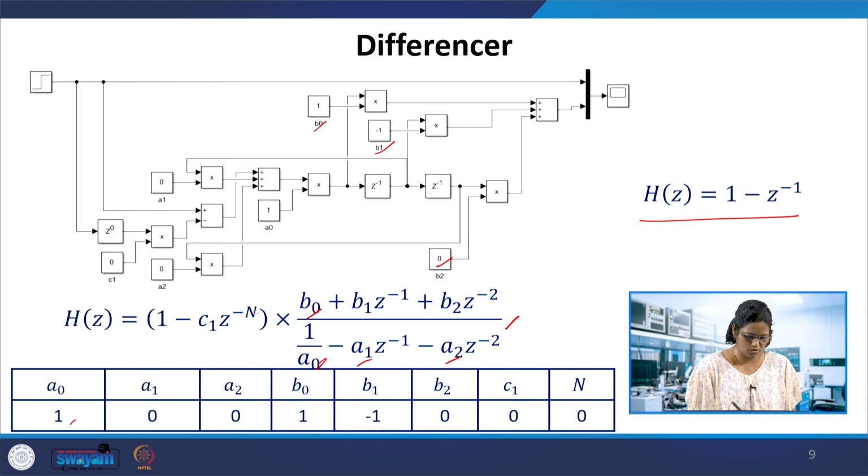Here this n is not there, so we made it 0. Here we get the transfer function 1 minus z^-1. This is a differencer, so it's x of n minus x of n minus 1. So it takes the difference between the two samples.